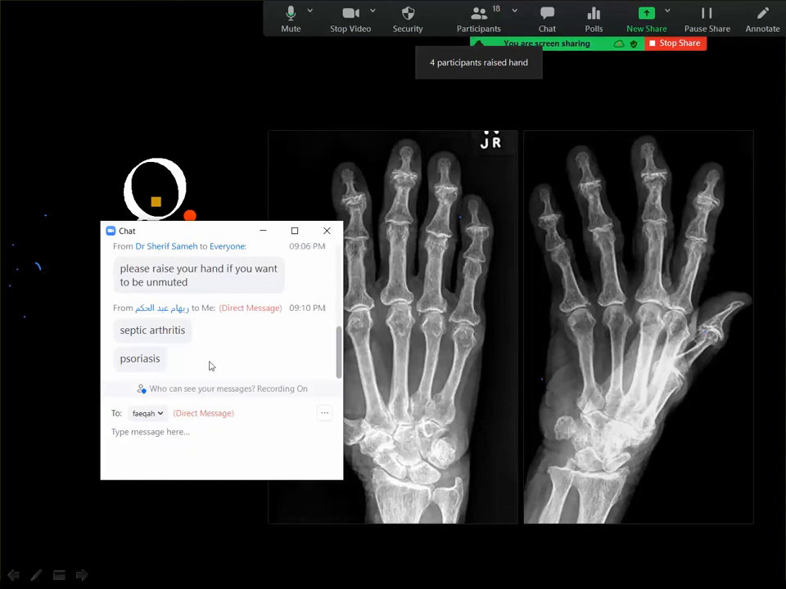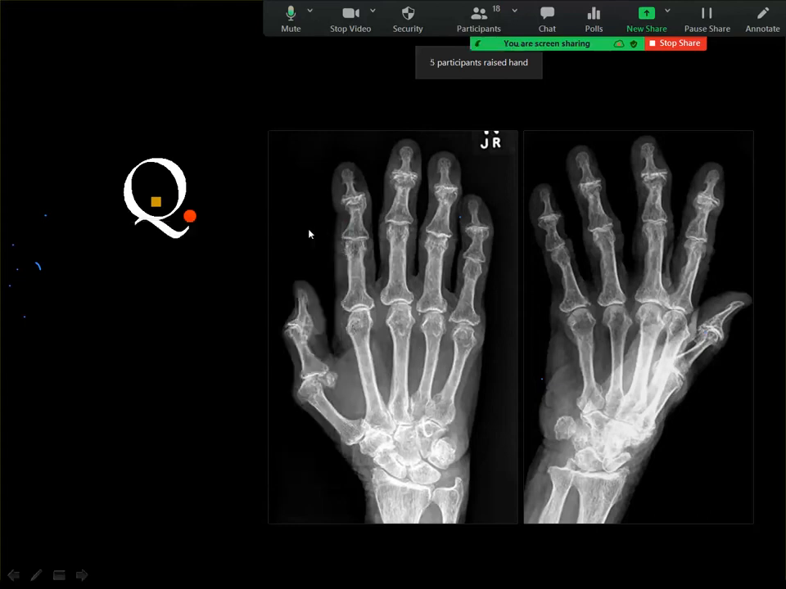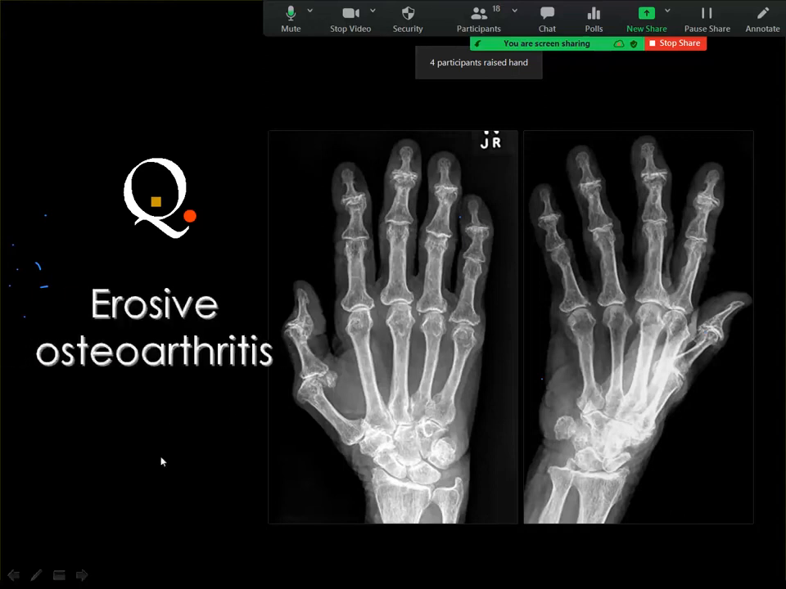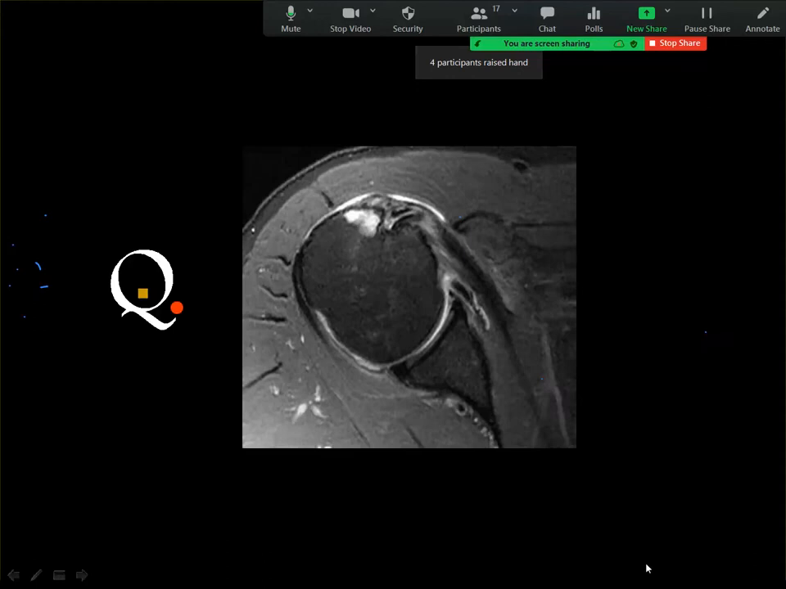And psoriasis, no. Another possibility, degenerative arthritis. Yes, it is osteoarthritis of the interphalangeal joints, and this is a right answer, or the erosive osteoarthritis, which simulates the birds in the sky, as you all know. This is an MRI of the shoulder.